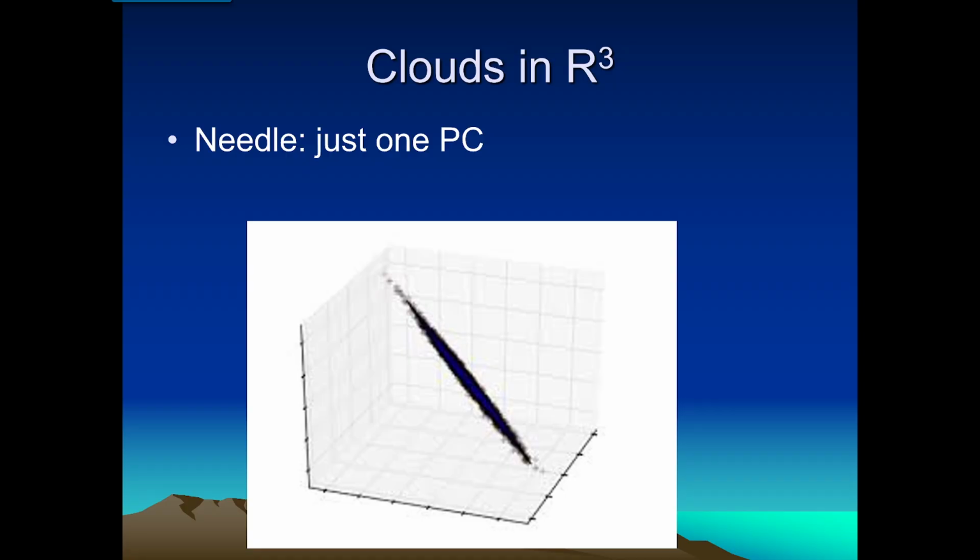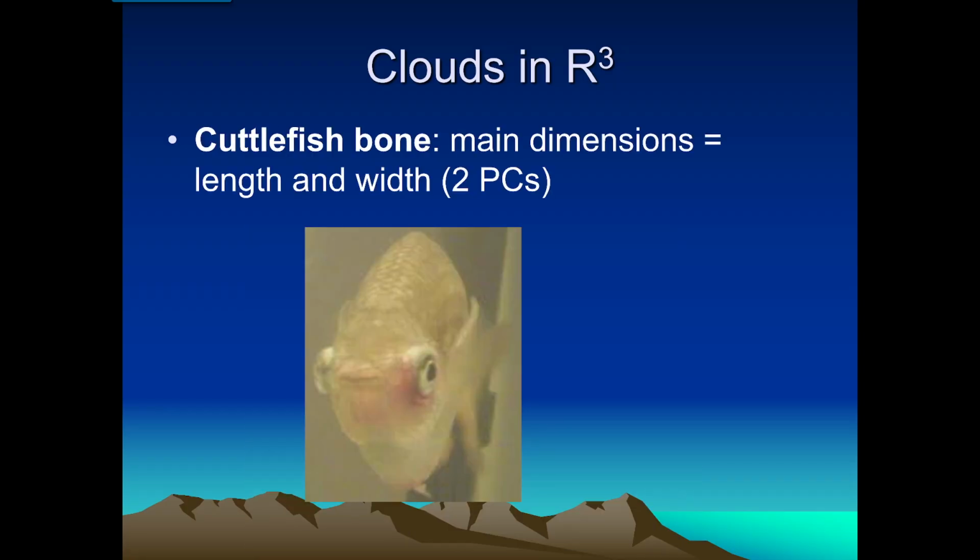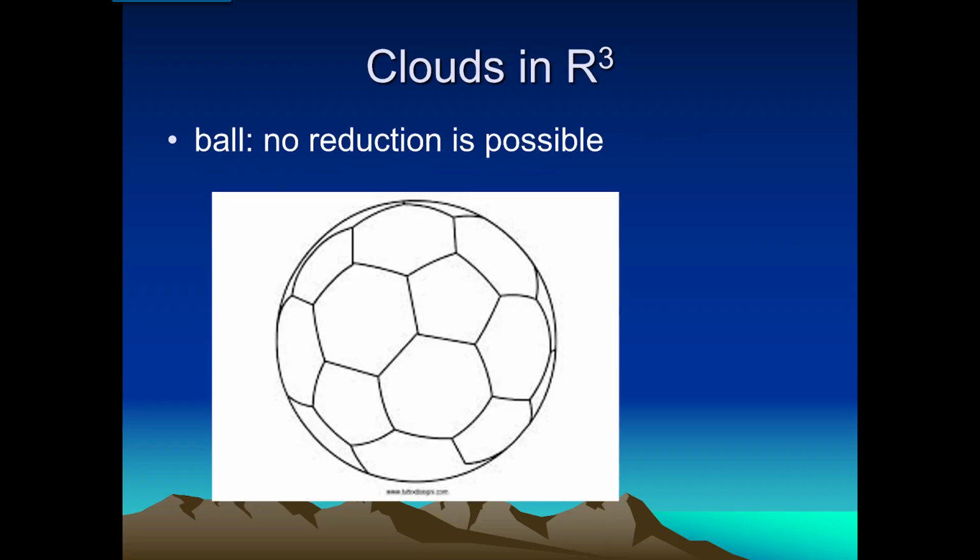Here, this is a typical example of data in just one dimension. And on the other end, this is a typical example of data in two dimensions. Right, so here there are two dimensions. The third is very small. Of course, if the data are on a ball, you cannot do anything. You cannot reduce the dimension because there is not a dimension which is much larger than the other.